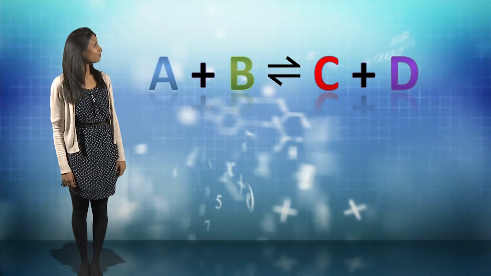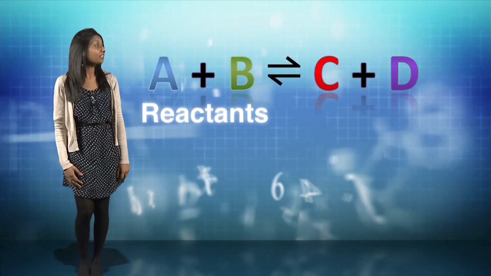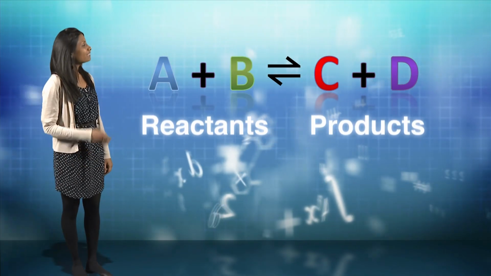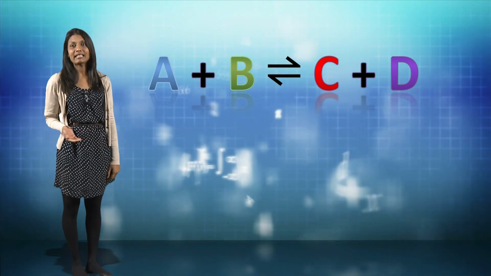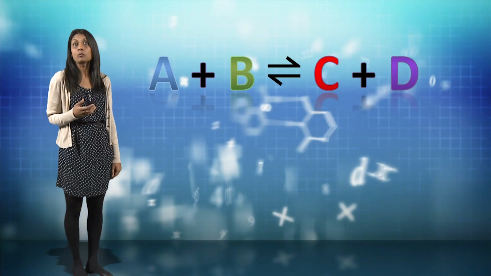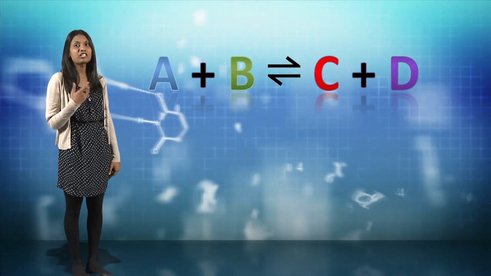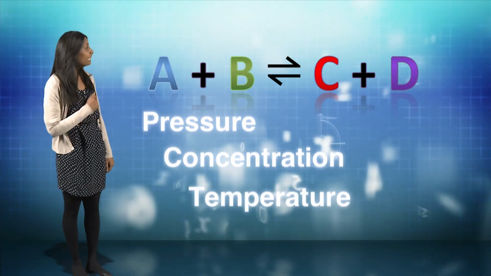Let's bring up the general equation for a reversible reaction. So A and B in this case are the reactants of this reaction, and C and D are the products. But say if I wanted to make substance C, I wouldn't want it to keep reacting back into A and B all the time. So I need to disturb or manipulate the equilibrium position. And this can be done by changing the pressure, concentration or temperature of reactants.